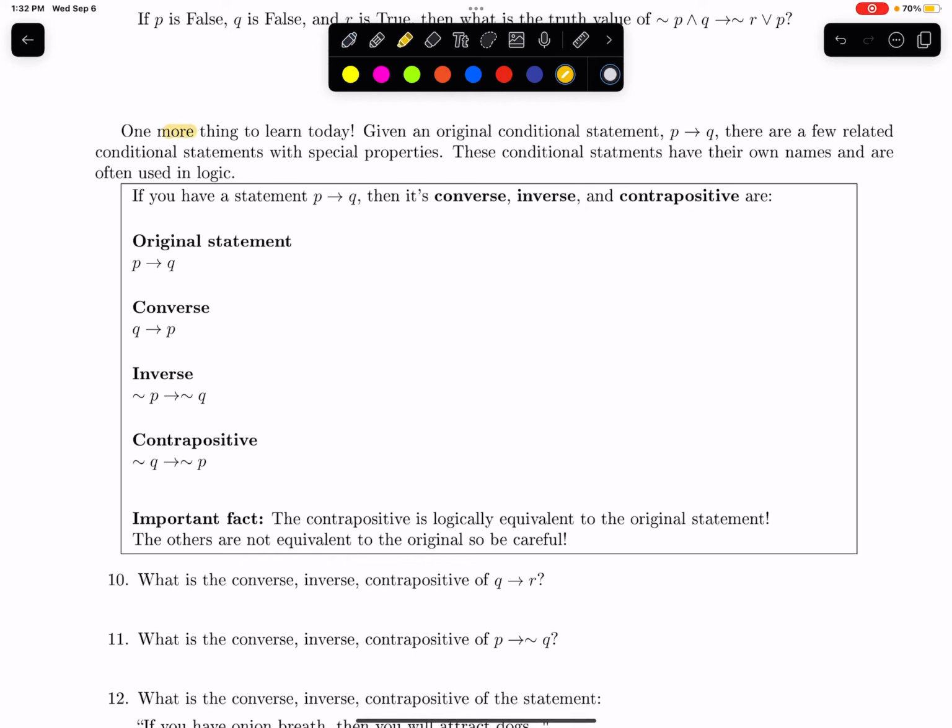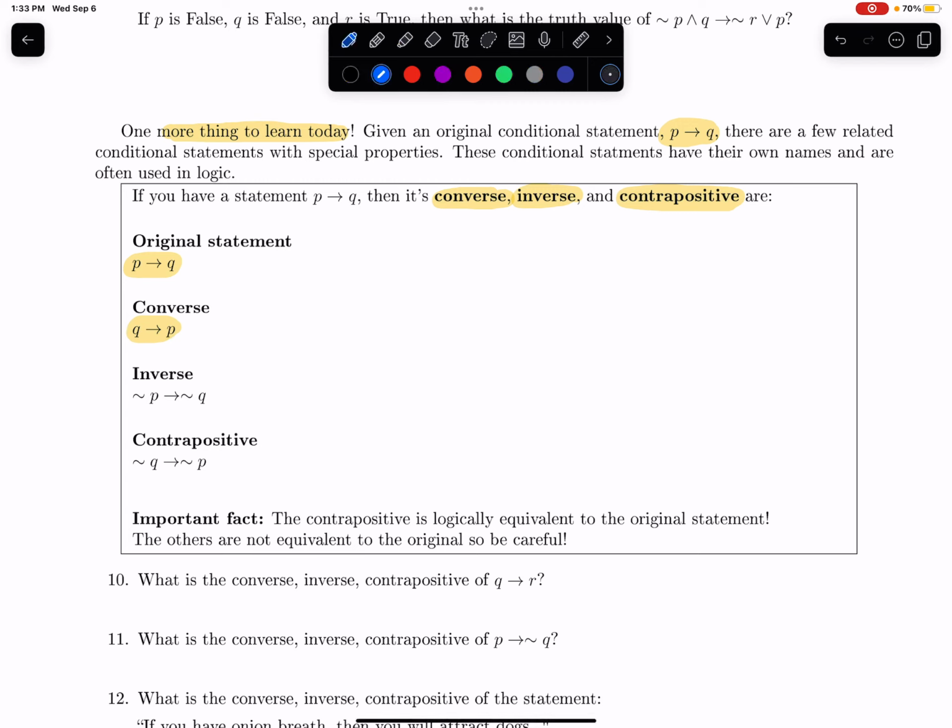So last thing, one more thing to learn today, which is given an original conditional statement, we have a few related conditional statements. They have special properties. And these have their own names and are often used in logic, and they're called the converse, the inverse, and the contrapositive. So what are they? Well, first, let's start with the original if P then Q. The converse is what you get if you just reverse the order.